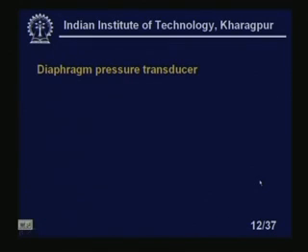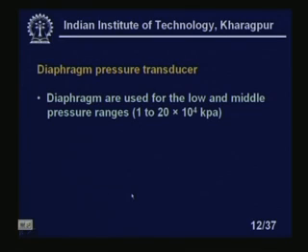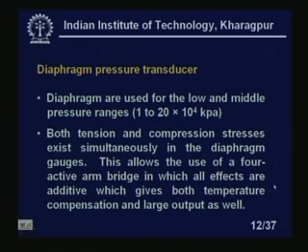Now, the diaphragm pressure transducer is very widely used. Actually, we will discuss these particular pressure transducers in detail. Diaphragms are used for low and middle pressure range, so it is 1 to 20 times 10 to the 4 kilopascal, right. Both tension and compression stresses exist simultaneously in the diaphragm gauges, and this allows the use of a 4-active arm bridge in which all effects are additive, which gives both temperature compensation and large output as well.